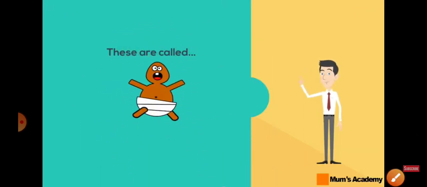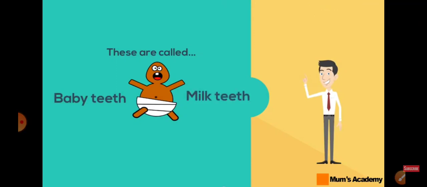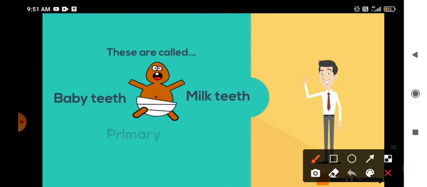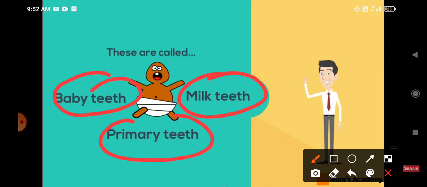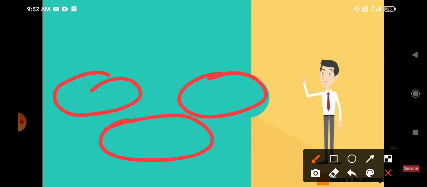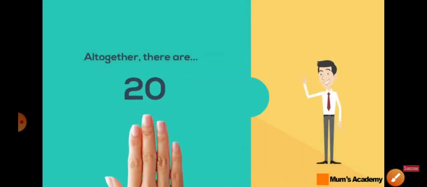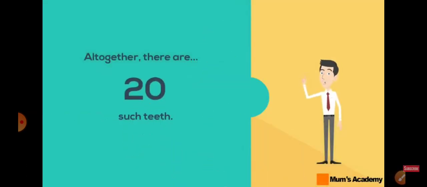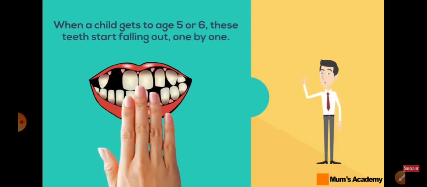These are called baby teeth, milk teeth, or primary teeth. So these are the three different names that are given to primary teeth. Altogether there are 20 such teeth. Till the age of 10 to 12 years we have only 20 teeth.